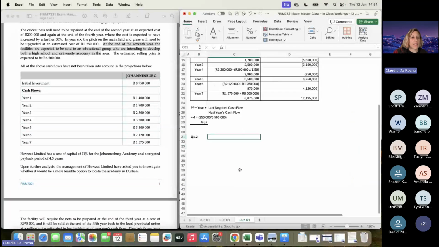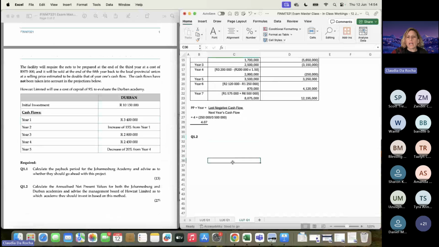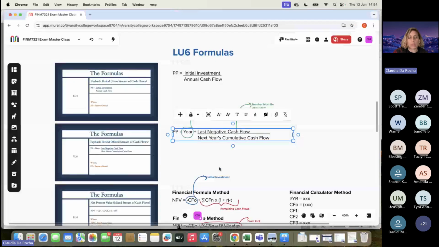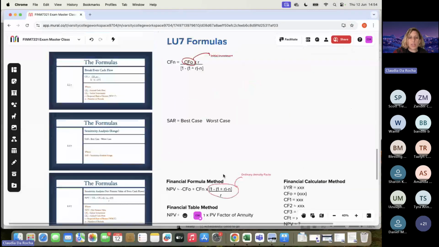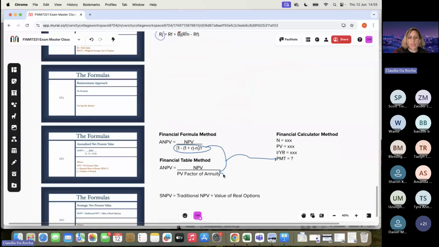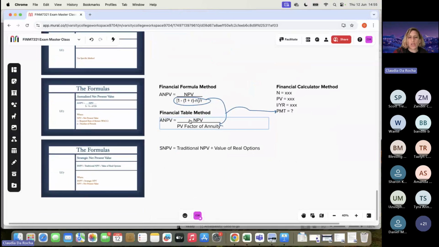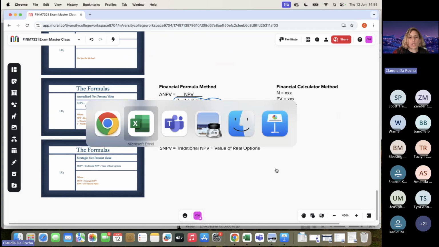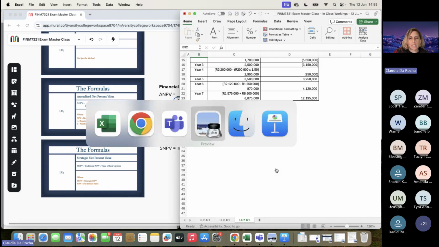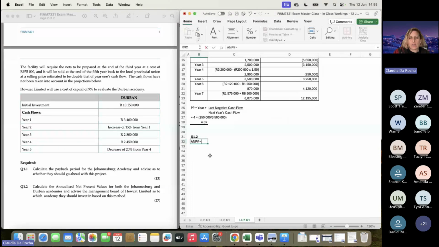All right. Now, 1.2. Right, so with 1.2, we have to calculate the formulas. You can also use the calculator, but we're doing the annualized net present value. You can either do the formula method or the financial calculator method. I'm going to do the financial calculator because that's easier. So the first thing we have to do is calculate the NPV, and once we have the NPV, we can then calculate the payment amount. So let me bring that up for you quickly. Okay, so we know ANPV.